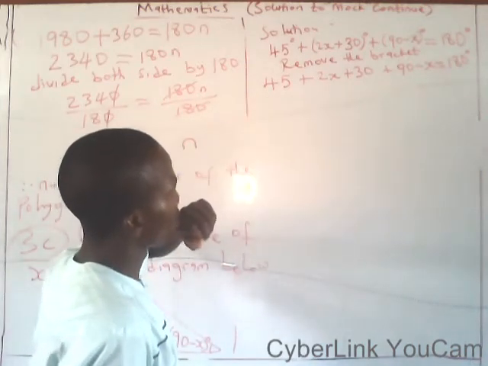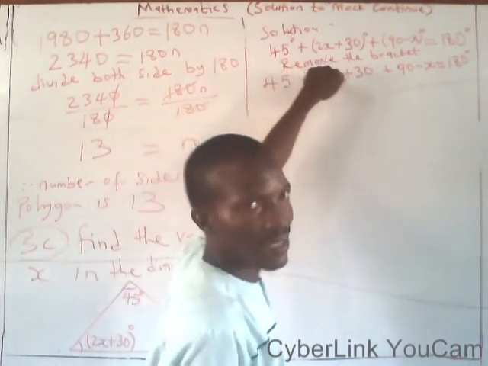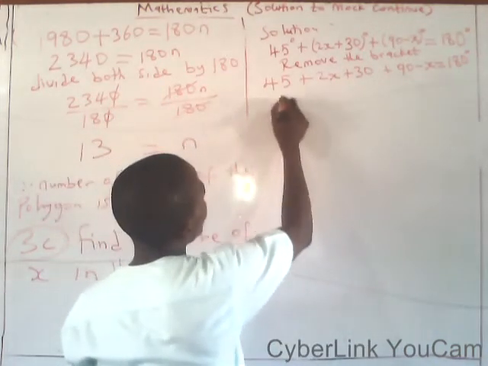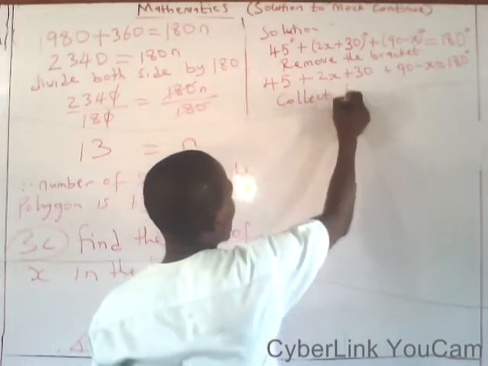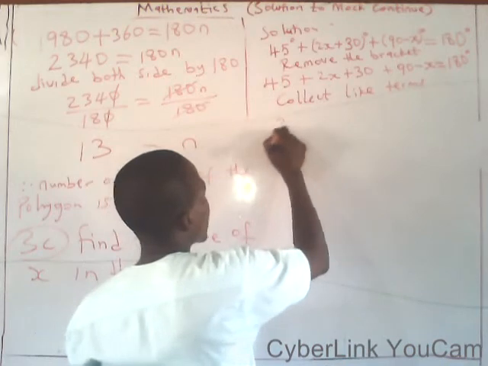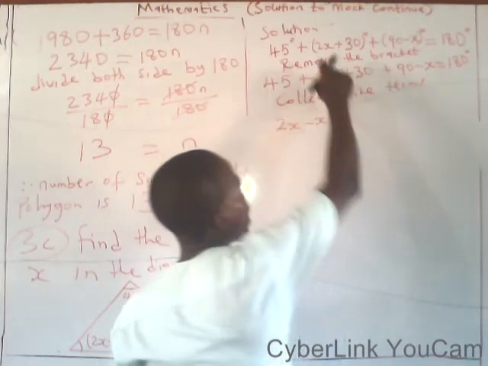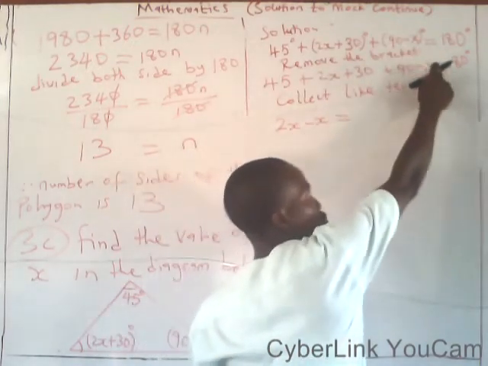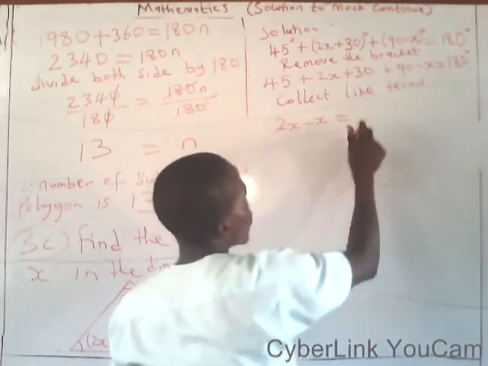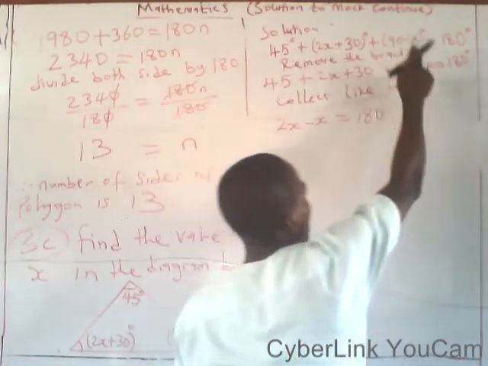When we are through with this, we are going to collect like terms because we are looking for x. Now we are going to arrive at 2x minus x is equal to... I've matched this 2x and this x together. The minus here belongs to x, not 90. It is equal to 180. Take away all these values, 45, 30, and 90, to the other side.